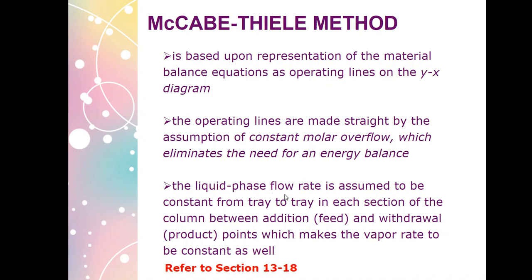So, the liquid phase flow rate is assumed to be constant from tray to tray in each section of the column between the feed and the withdrawal, that is the product, which makes the vapor rate constant as well. It's a crude assumption actually, just to simplify our computation. That way we will not have to resort to energy balance.